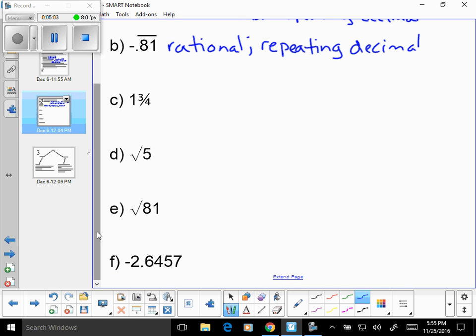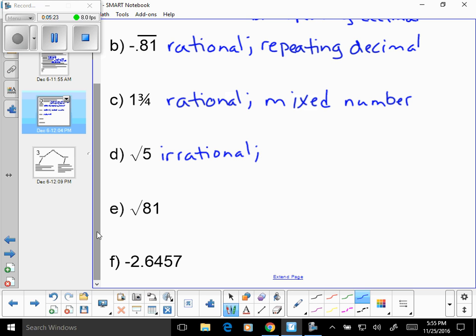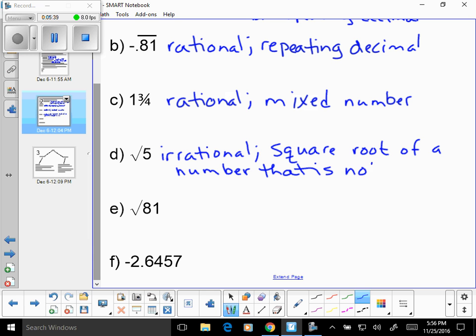Okay, C is going to be rational for the very reason that it is a mixed number. D is going to be irrational. It's a slightly longer explanation. It is the square root of a number that is not a perfect square.